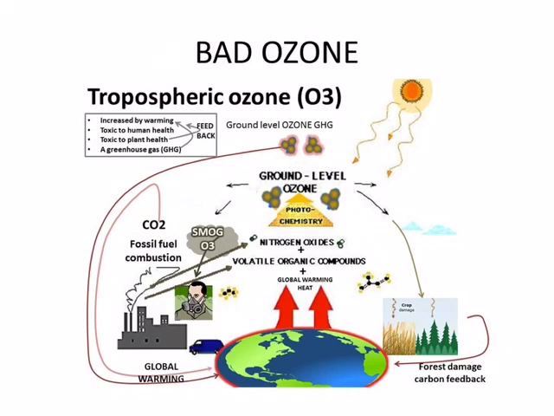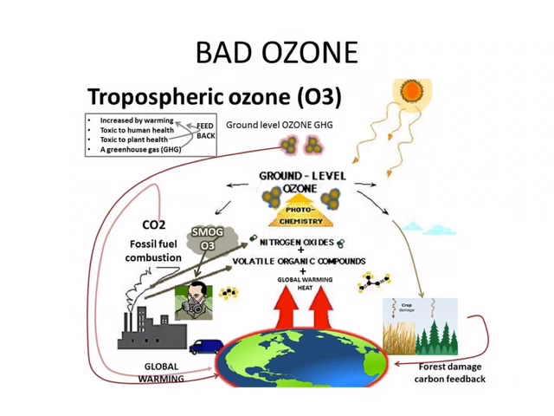So here's bad ozone that's in the troposphere, the level of the atmosphere that we live in. It is increased by warming. It's toxic to human health and also to plants, and it's a greenhouse gas, so it contributes a lot to global warming.